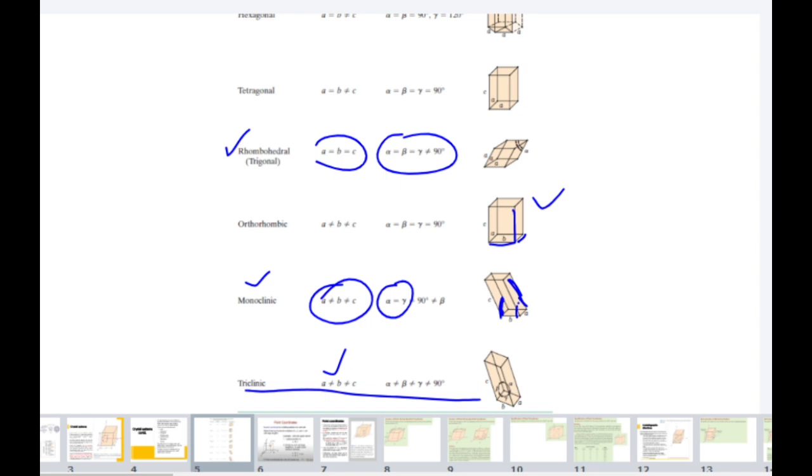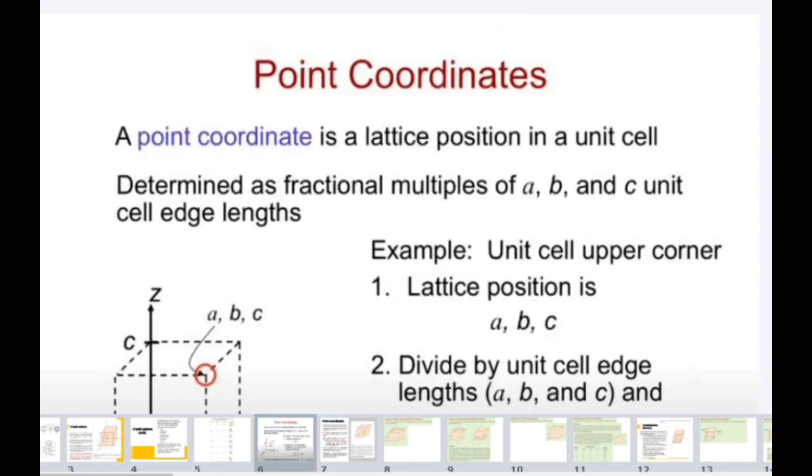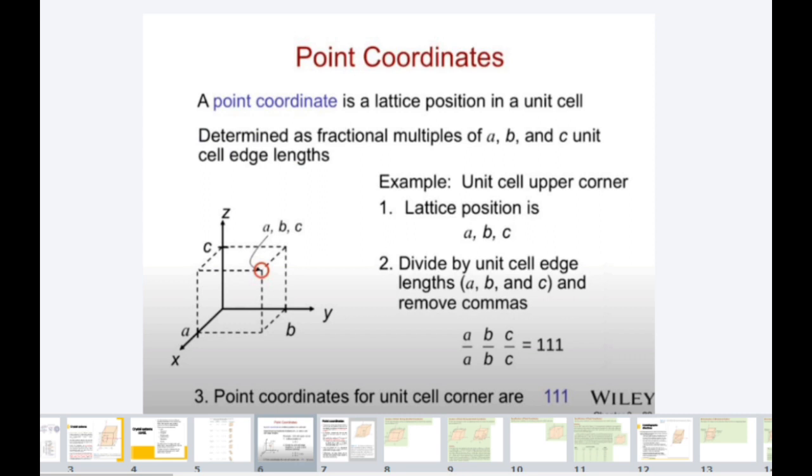So these 7 different systems we have, based on the 6 parameters. Clear? Any confusion? Okay. Now we have the point coordinate system. The point coordinate system means if we want to locate a point, and a point can be an atom for us or a part of an atom.